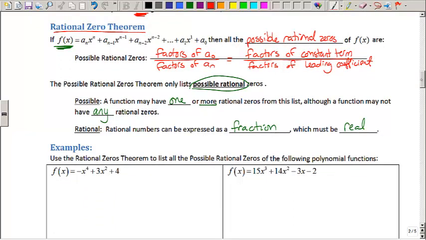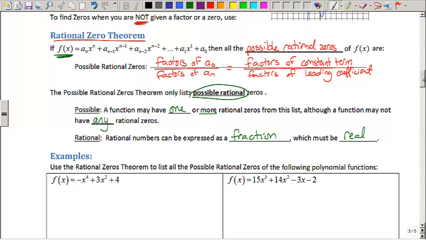The next example I want to show you is I want you to use the rational zeros theorem to list all the possible rational zeros. Again, we're not guaranteeing that the possible rational zeros list will have a zero in it. It's just all the possible rational ones that we could have. So in this first polynomial, f of x equals negative x to the fourth plus 3x squared plus 4, my constant term is 4, and my leading coefficient here is 1.